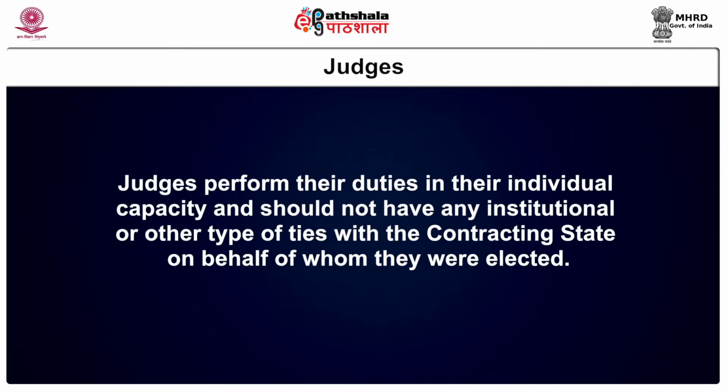Whenever a sitting judge's term has expired or when a new state becomes a party to the convention, a new judge is elected. The retiring age of judges is 70, but they may continue to serve as judges until a new judge is elected. It is to be kept in mind that the judges perform their duties in their individual capacity and should not have any institutional or other types of ties with the contracting state on behalf of whom they were elected.